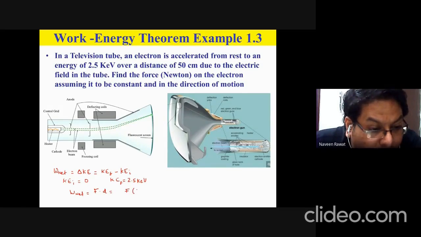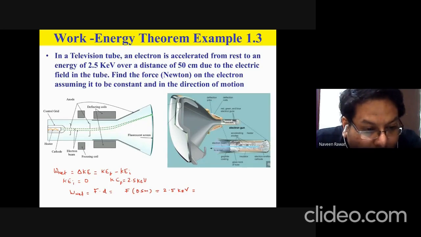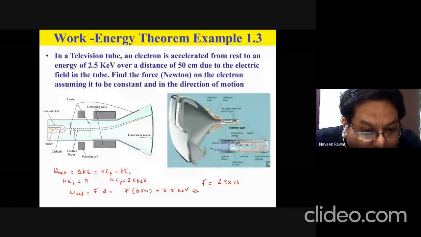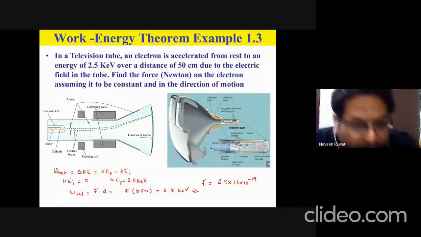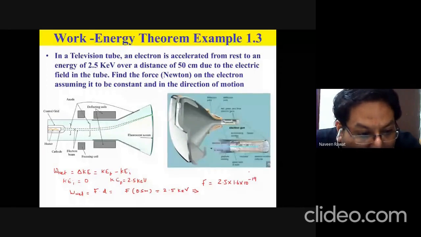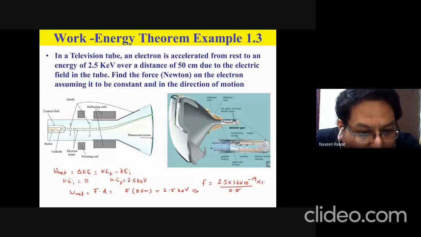In SI units, that would be 0.5 meters, and this is equal to 2.5 kilo electron volt. If I change this kilo electron volt to SI units, I will have to change it to joules using the coulomb charge. So let's do that. Take 2.5, and 1 electron volt is 1.6 times 10 to the power minus 19. Then you divide it by 0.5, and there will be a factor of 1000.